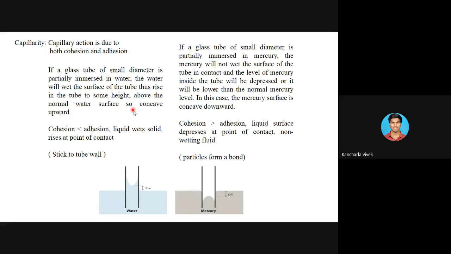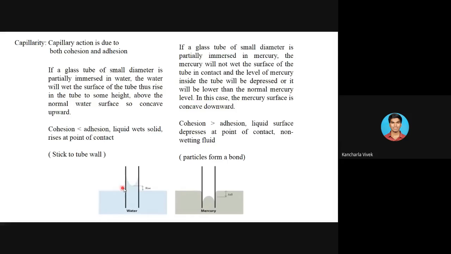So here we are taking 2 examples. We will describe capillarity. The initial definition is that it is due to both cohesion as well as adhesion. We'll explain it in 2 terms, one with water, one with mercury. So here our objects are water and mercury. What happens in the first case? If a glass tube of a small diameter is partially immersed, so we only immerse half the height of the glass tube. We don't submerge it fully.